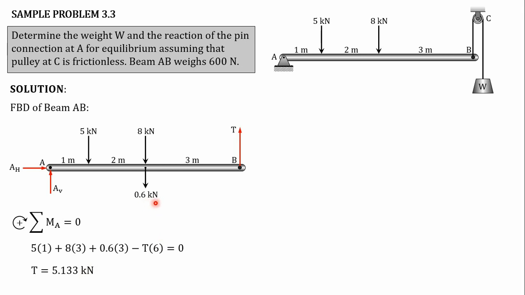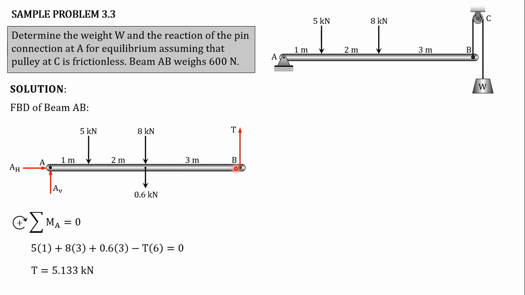Okay? And class, pinasosolve din sa problem, class, yung reaction ng pin connection at A. Okay? So therefore, class, solve natin si AB at si AH. Okay? So unahin ko na solvein, class, si AB. Unahin kong solvein sa AB, class. Okay? So para ma-solve niyang AB, class, mag-summation ako at point P.